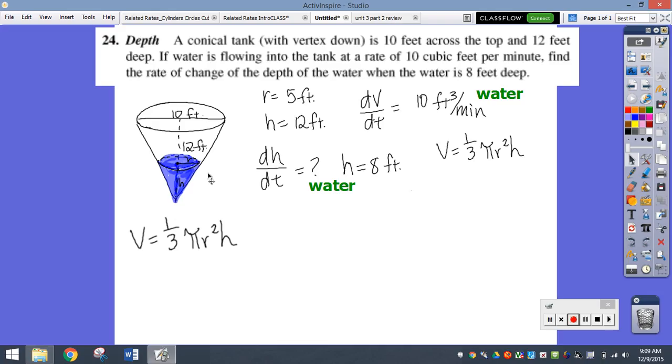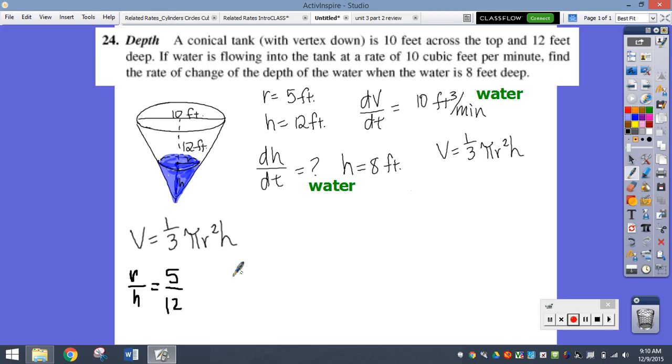So what that means is that the radius and height of the water is proportional to the radius and height of the tank itself. And so if that's true, then I can create a proportion that relates radius and height of the water to radius and height of the tank. And so that would be radius to height of the water is equal to the radius of the tank, which would be 5, to the height of the tank, which would be 12.